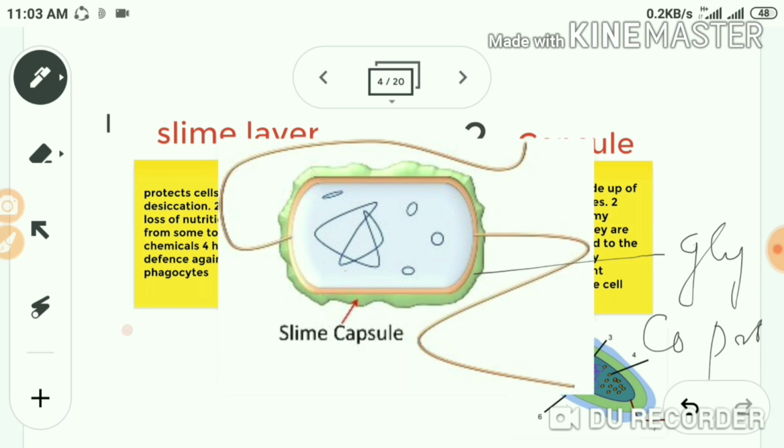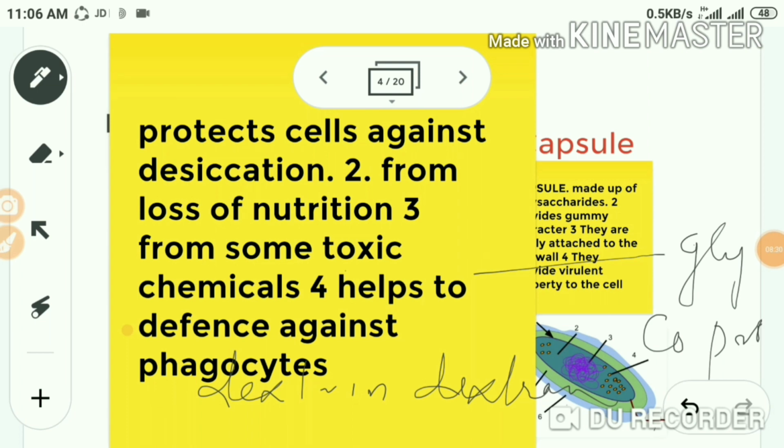The sugar component consists of dextran and levan sugar, along with its protein portion. So altogether we can call it a glycoprotein. Then, what are the important uses of this glycoprotein? The important functions are, first, it protects cells against desiccation. I told you it is something like a jacket, and this jacket protects cells from desiccation, the drying out of the body.